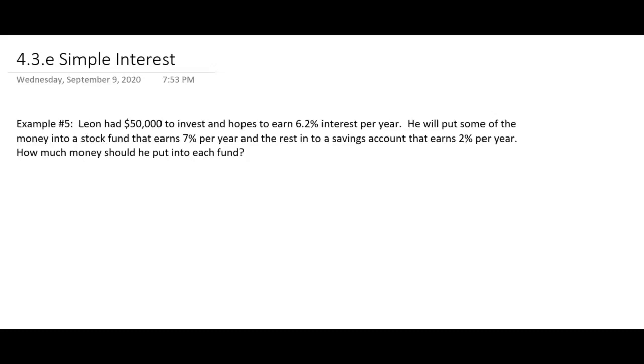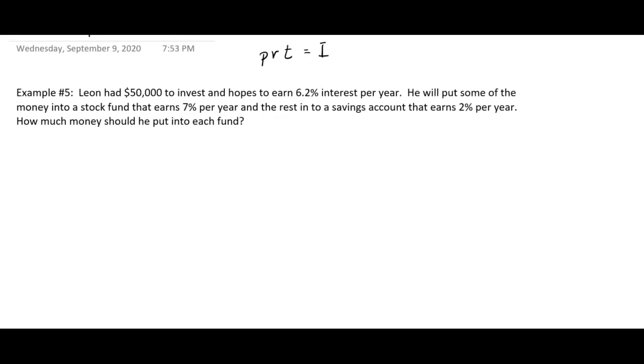So simple interest is calculated by taking the principal, the amount you're investing, times the rate, times the time, and that equals the interest. I think we might have had that before. But this simple interest is only going to be based on a year, so it makes it a little bit easier to do the problem. And I think we can do this problem similar to the way we did the last one.